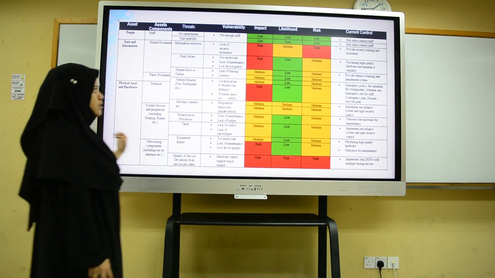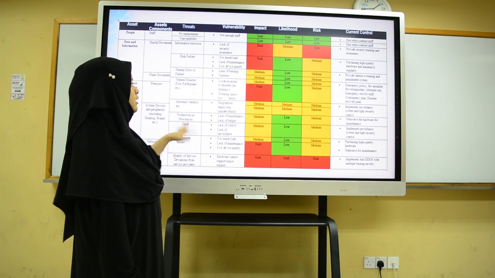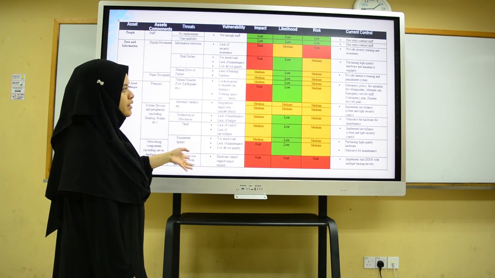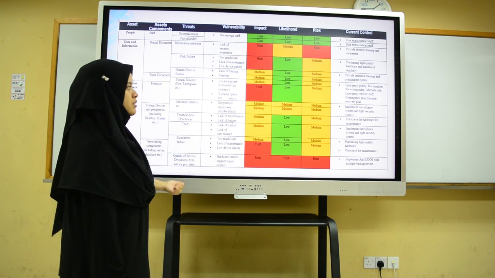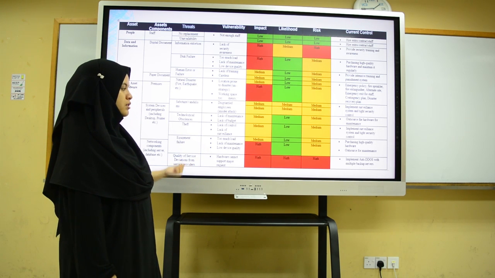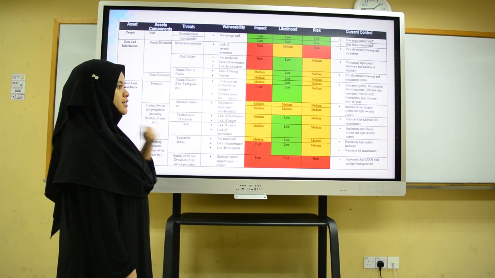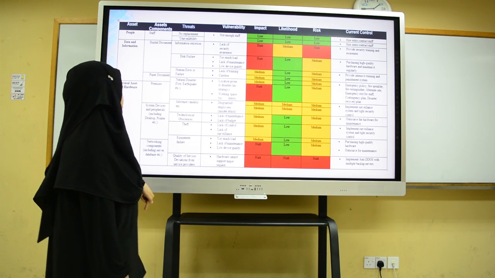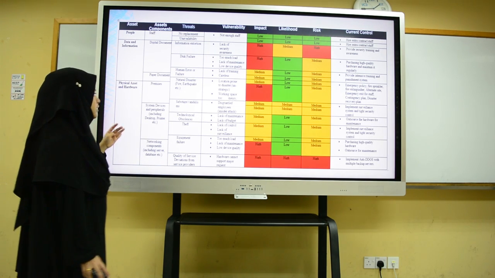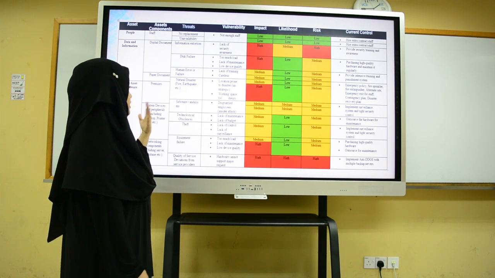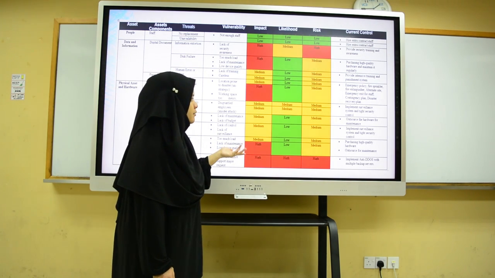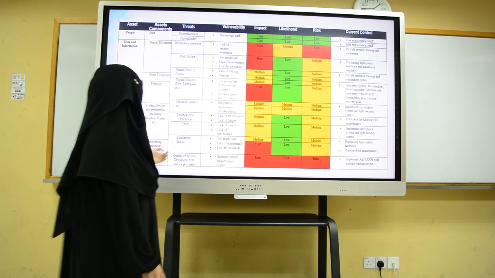For sabotage or vandalism, the impact is medium, likelihood medium, and risk is medium. This is by implementing security surveillance and tightening security control, for example, CCTV, the access door, and the security guard below. For theft, it is also medium, low, and medium because of the security implemented.